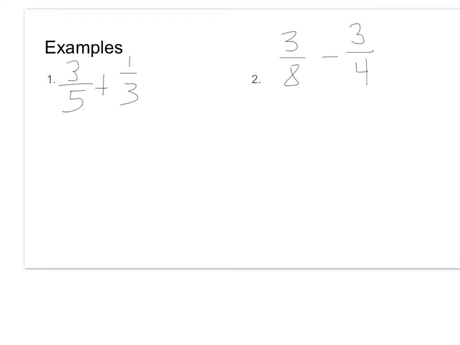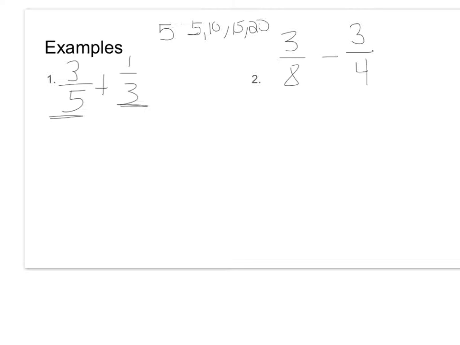Let's take a look at some examples. So number 1, I have 3/5 and I'm adding 1/3. Right away you should look at these and know that there is not a common denominator. They are unlike fractions. So you need to make a common denominator by finding the least common multiple of both of these numbers. To the side, I would put a 5. What are the multiples of 5? 5 times 1 is 5. 5 times 2 is 10. 5 times 3 is 15. 5 times 4 is 20.